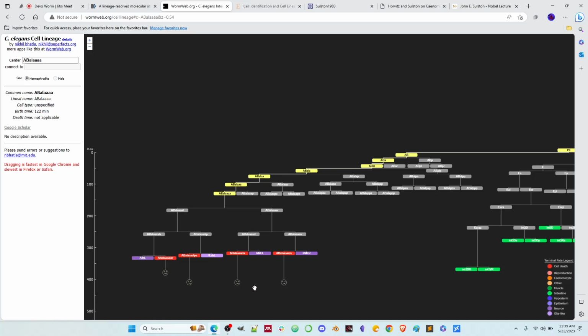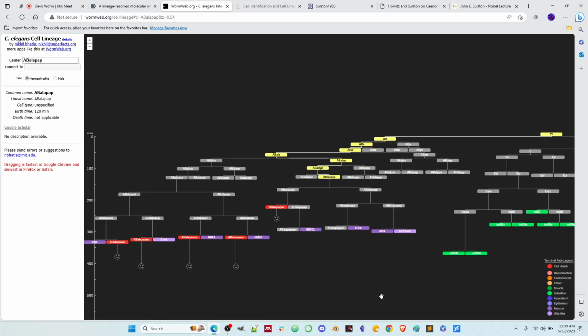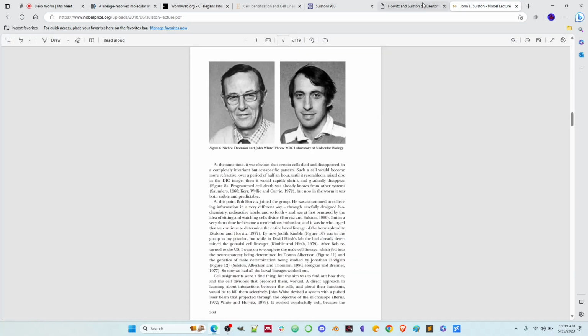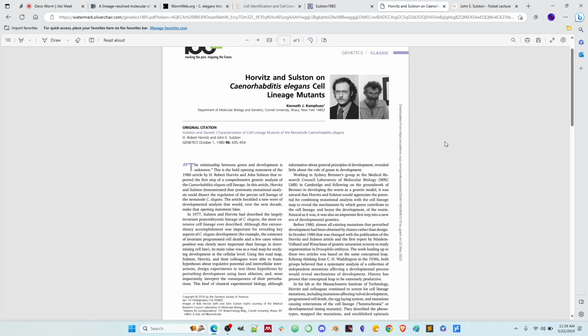So if you knocked out ABALA in development, you just ablated the cell, blew it up, you would not get a bunch of neurons. And the consequence of that would be, of course, that you wouldn't have those neurons, and you would probably have a non-functioning nervous system. Other cells you could knock out, and they have different effects. So it's a lot like mutations.